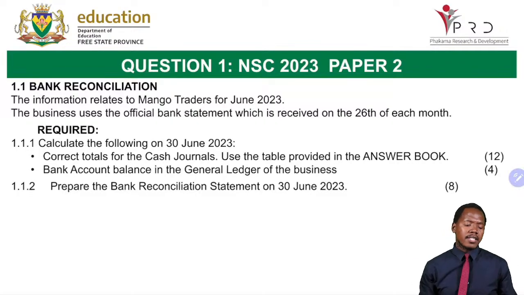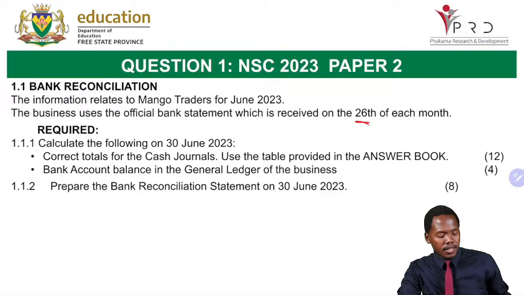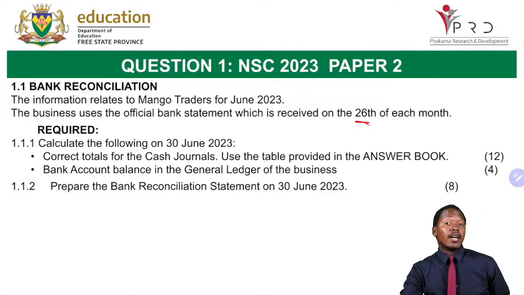Right? The bank reconciliation, the information relates to Mango Traders for June 2023. The business uses the official bank statement which is received on the 26th of each month. Okay? Anything after the 26th, it will mean that it won't appear in our books. Right? Or it won't appear on the bank statement rather.